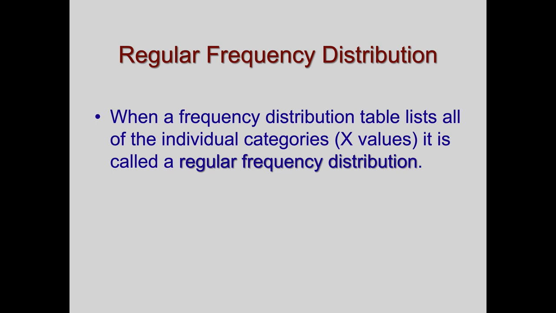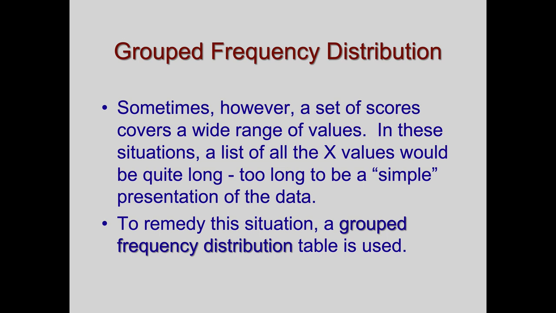So in other words, list all the X values, you got a regular distribution. But sometimes you want to group them, okay? When that happens, you have a set of scores that covers a wide range of values. Let's say we did every score from, for argument's sake, 0 to 100 on a test. Well, that's a whole lot of scores to put in a table.